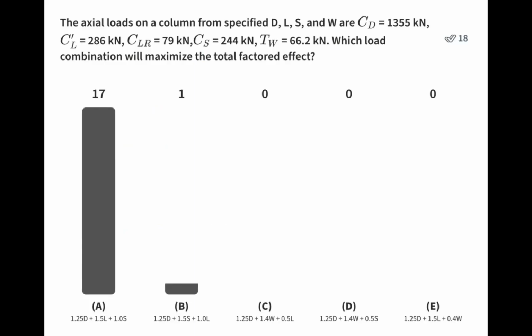Are there any questions about what the load factors are intended to do, why the load factors are presented in the way they are in the building code, and how we add different loads together, and how that applies in this case to the loads that we calculated previously on the column to get the factored compression we're going to ultimately design that member for? Okay.